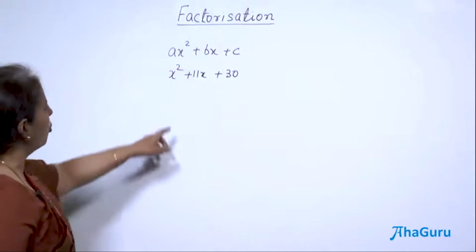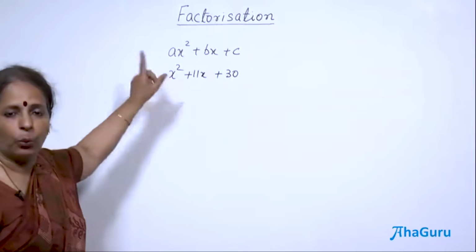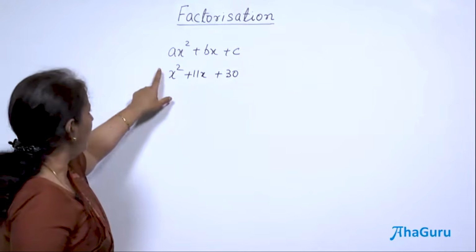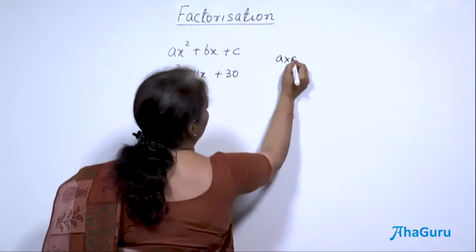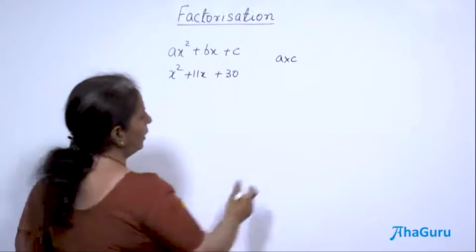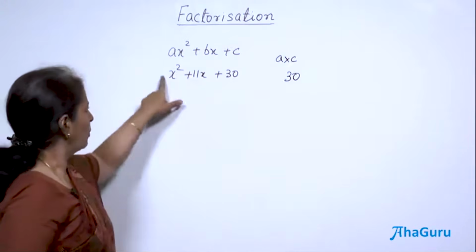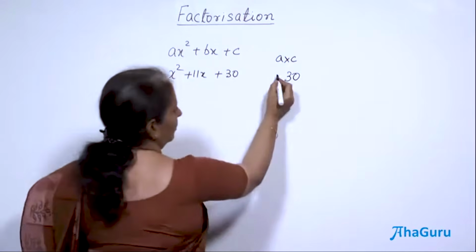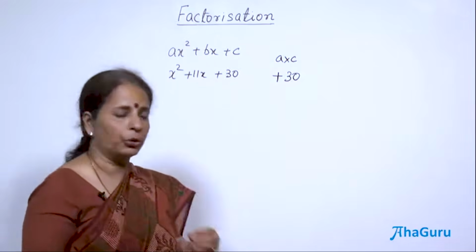Now look at the coefficient of x square, which is here a. What is here? 1. So you multiply this into c. That is what you are supposed to do: multiply a into c. So here 1 into 30, we write it as 30 along with the sign. So plus into plus, I will write it as plus. Now this plus sign is going to give us the idea of what I should do.